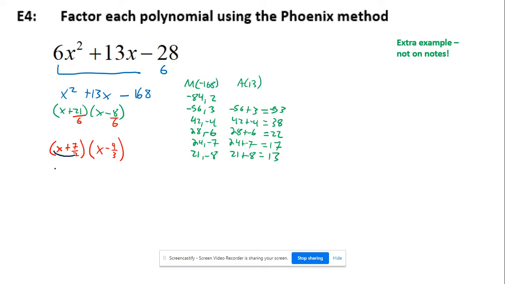So that means on both of them, I have to do a little Phoenix rise from the ashes, like this. And that gives me my final answer. So it's possible that both of the x's could have a number in front of them.